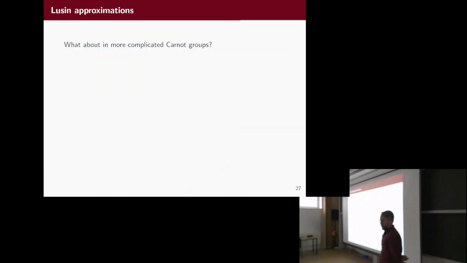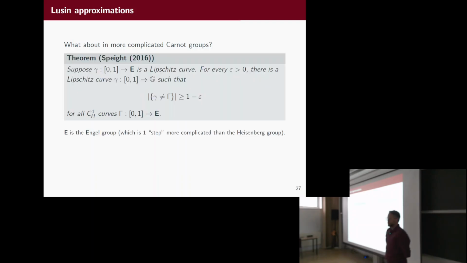What about more complicated Carnot groups? I'm not going to define any of these, just so I don't get into the nitty-gritty weeds. This is the part of the talk where, if you already know what I'm talking about, great. If you don't, bear with me. Just understand that here E is what's called the Engel group. It's one step more complicated than the Heisenberg group. It's the second jet space. If you have a Lipschitz curve in the Engel group, then... that doesn't make sense. Forget this first sentence. That first sentence shouldn't be there. I should have deleted it.